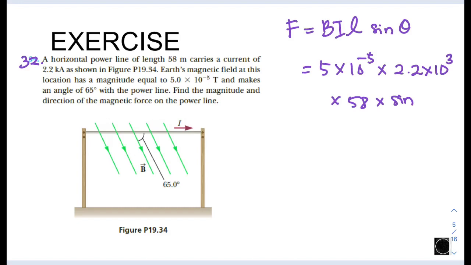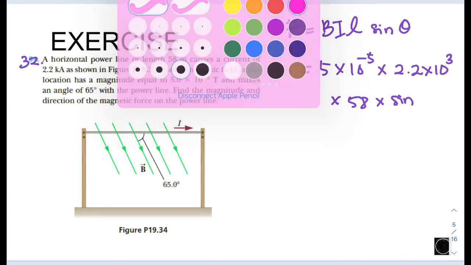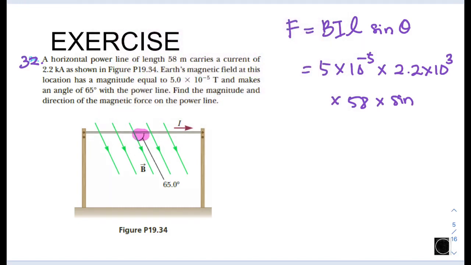65, because the angle between the B and the current is already given, 65 degrees. So from here directly you will get the magnitude of the force is 5.8 Newton. How about the direction? All of you, please try together with me.